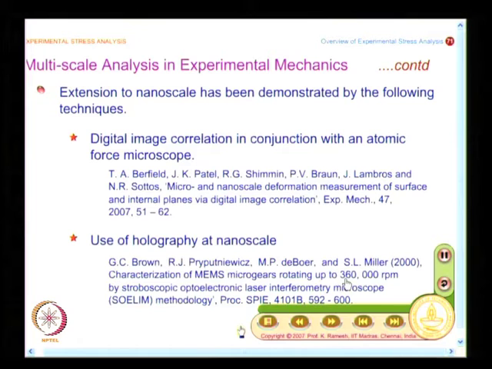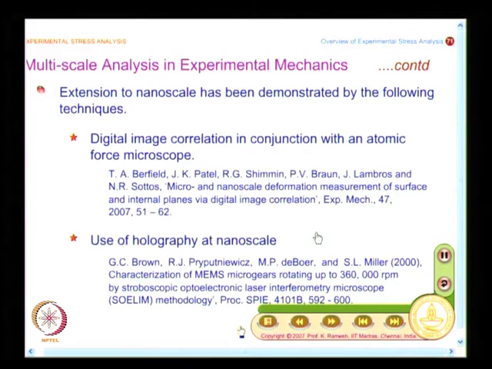So, it is very interesting. I thought that you should know, it is not a few thousand RPM, it is 3,60,000 RPM, very high speed rotating gears. So, here again this is in a proceedings of SPIE. So, you write that 4101B, these are all online accessible. So, write the lead author, year, and then go in for the reference.